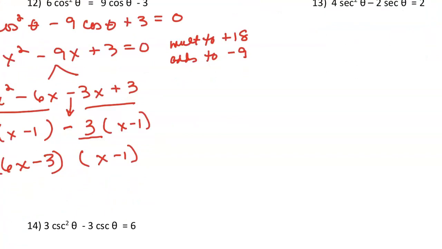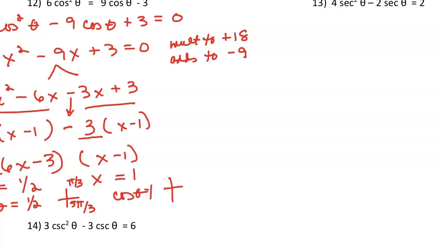This is going to get you x equals 1/2 when you reduce, and x equals 1. At this point, you recognize that you really have cosine theta equals 1/2. Where does that happen? That happens at pi over 3 and at 5 pi over 3. And then you also have cosine theta equals 1. And where does that happen? That happens right over here at 0. Okay, so you have 3 angles for this problem number 12.